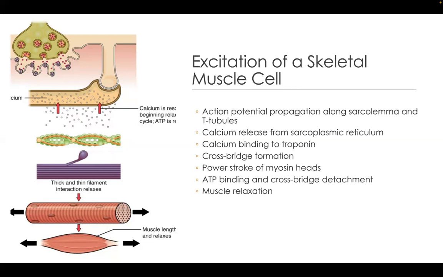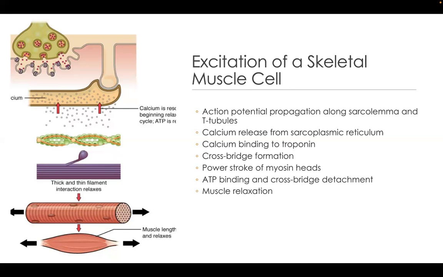So, the action potential that we just spoke about propagates along the sarcolemma and T tubules. The action potential generated at the neuromuscular junction spreads along the muscle fiber membrane, which is the sarcolemma, and travels down the T tubules, which are the transverse tubules. The T tubules are invaginations of the sarcolemma that penetrate deep into the muscle fiber, allowing the action potential to quickly reach the interior of the cell. We then have the calcium release from the sarcoplasmic reticulum.